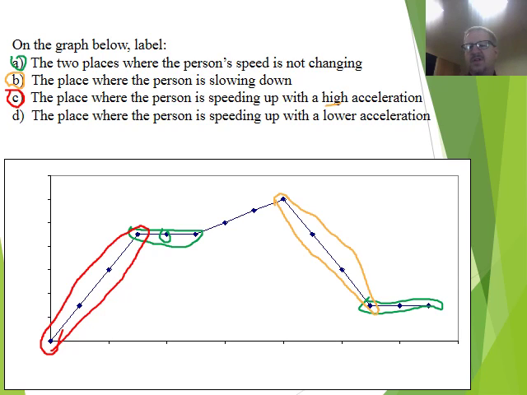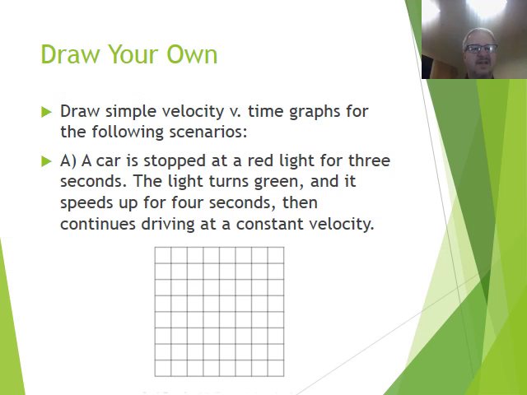And then where the person's speeding up with lower acceleration, we'll do that in a light blue. Lower acceleration would be here, because the line is less steep. See, the red one is pretty steep, and the blue one is more shallow, not as steep. Okay? So if you got all those, then you're good to go. You're really starting to understand this stuff.